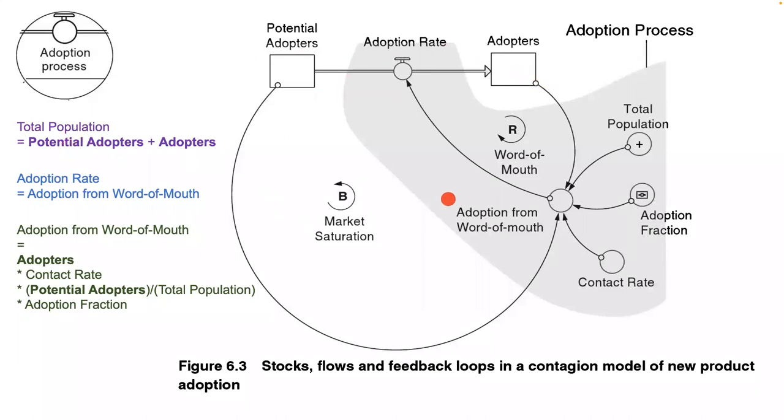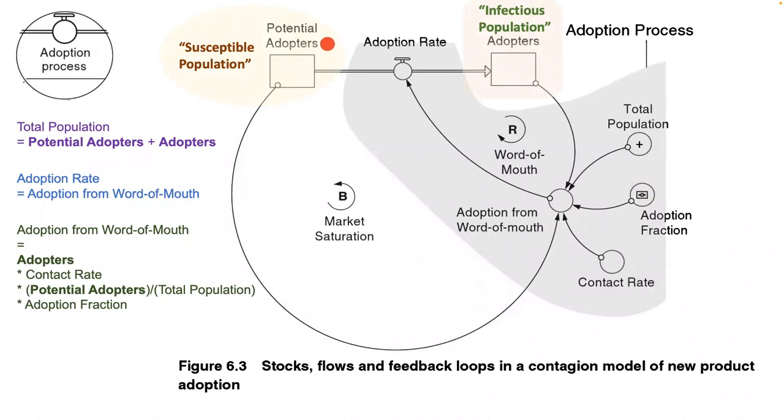The adoption rate is over here. This is modeled in Stella with a slider so that you can adjust adoption rate on the fly, just like in Synthesim. And it goes into this adoption from word of mouth, which goes into adoption rate. Adoption from word of mouth is the product of the number of adopters times the contact rate times the adoption fraction times the potential adopters divided by the total population. I hope we can see that this is exactly the SI part of the SIR model.